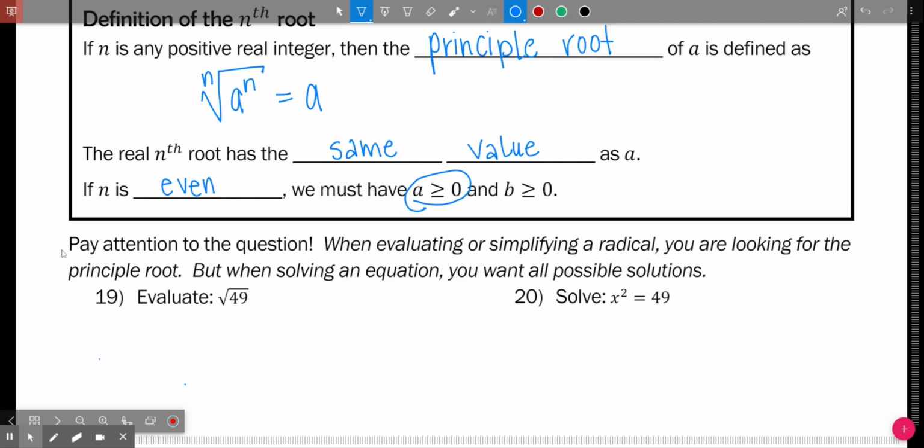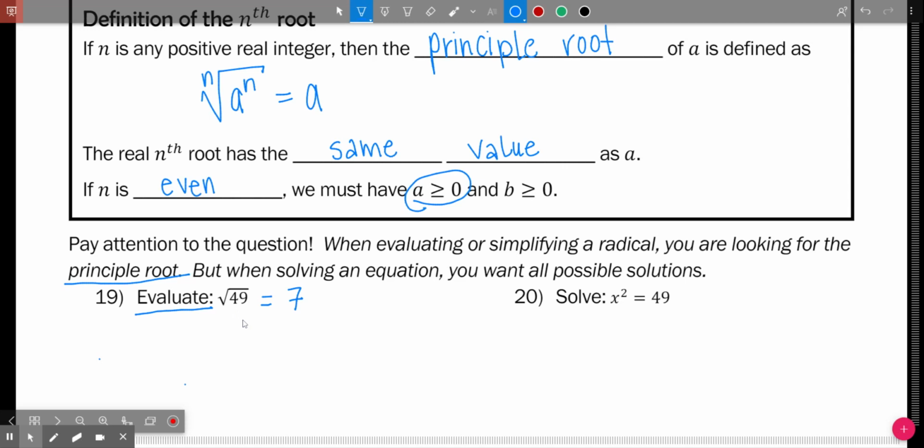You need to pay special attention to the question. When evaluating or simplifying a radical, you are looking for the principal root. But when solving an equation, you want all possible solutions. In number 19, for example, all we're being asked to do is evaluate. So we're looking for the principal root. The principal root will have the same value as the radicand. So when we evaluate the square root of 49, this is going to be positive 7 because my radicand is positive.